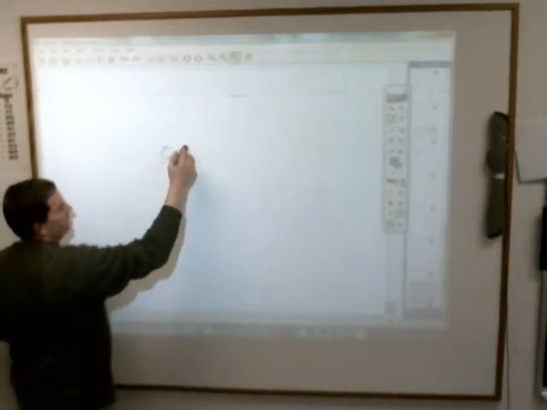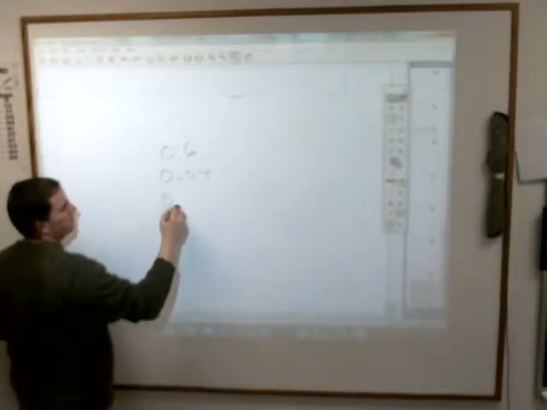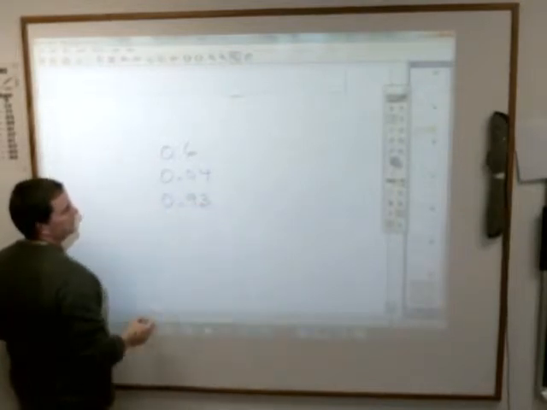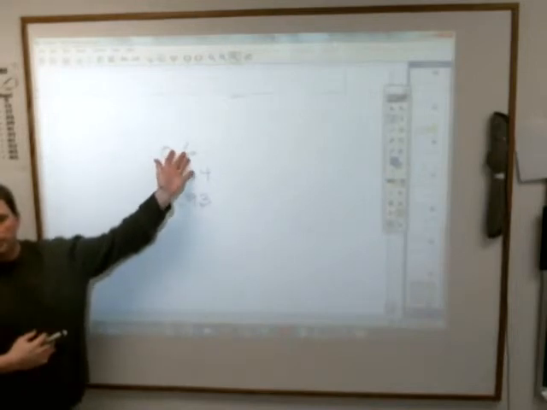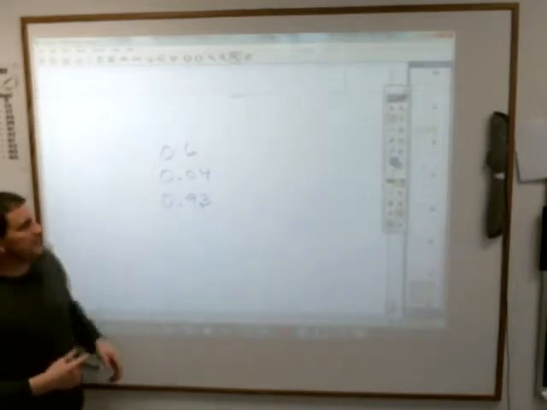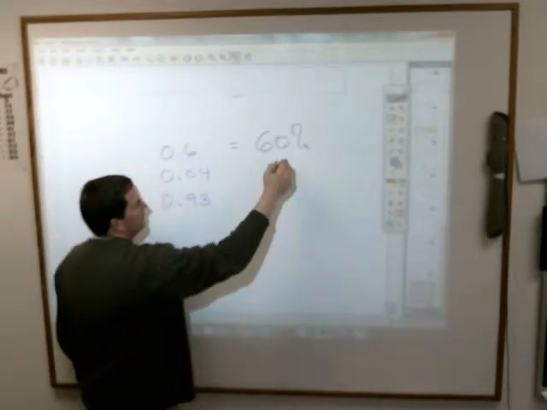Let me write down here a bunch of them. Let's say I have 0.6, 0.04, and 0.93. You don't have to even think about fractions to do this. What is 0.6 as a percent? Lutz? 60%. It is 60%. So what did you do, Alexa Lutz? You just add the 0.